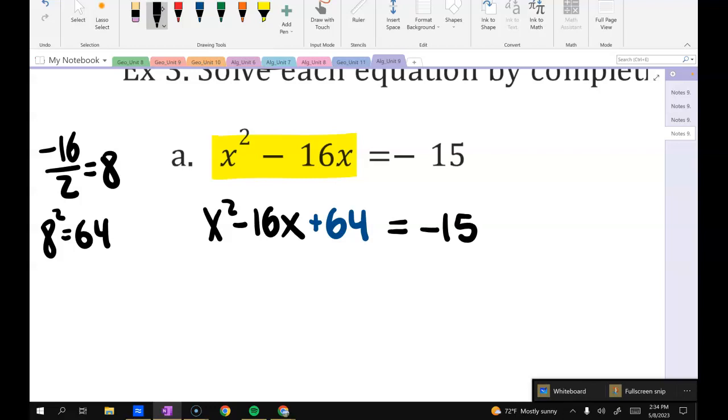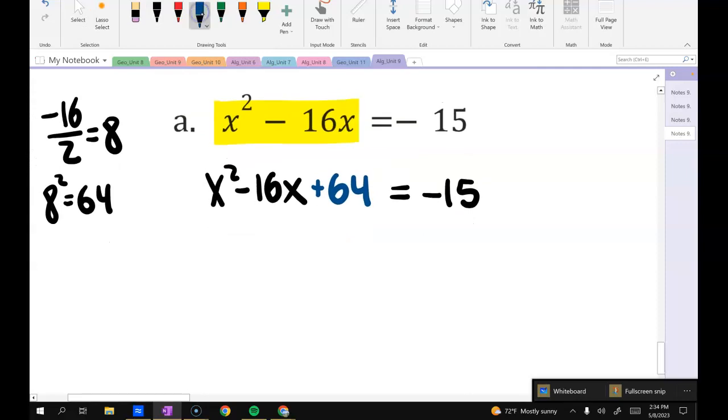But the big thing, and a lot of people miss this, so don't fall into this trap: if I add 64 to this side, since it is an equation, I have to add it to the other side as well to keep my equation balanced. So I also have to put a plus 64 over here. If you do something to one side of the equation, you have to do it to the other as well.